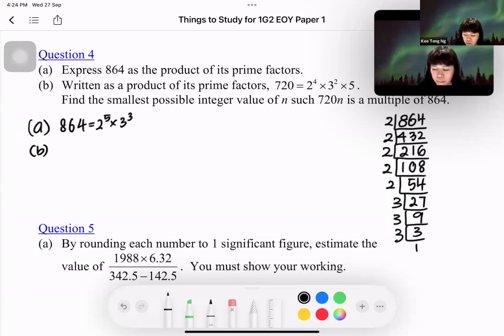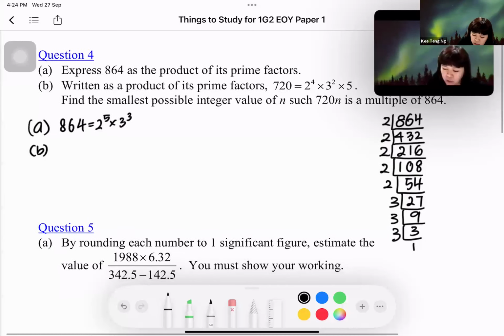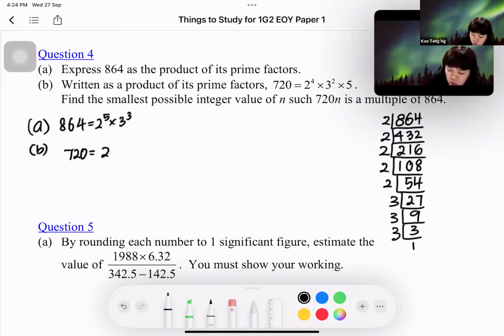720 is this number. So I got 720, right? This number 720 is 2 to the power 4, 3 square, 5.